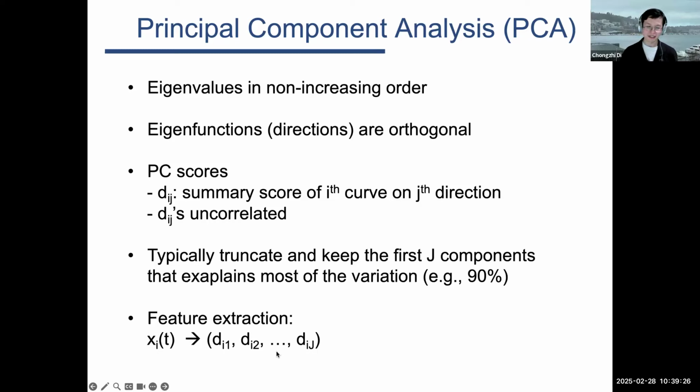But the good thing about this is that we are able to control how much information we keep and how much information we remove, right? So if you choose a threshold, let's say 90%, you know that even though you only use a few summary scores, you still capture the majority of the information. So I think that's the main benefit of this PCA analysis.